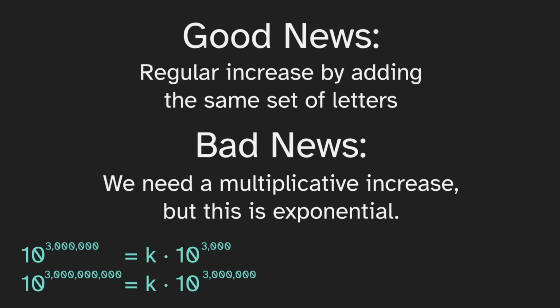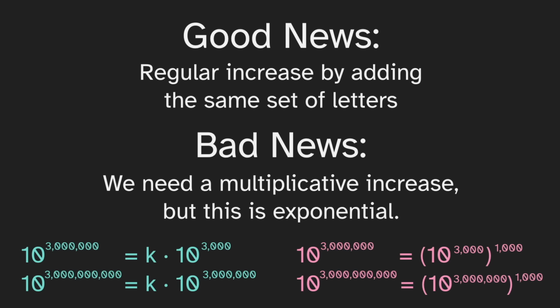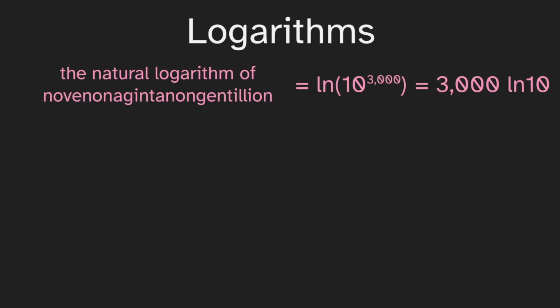What we would like to see is for each term of this sequence to be some k times the previous term. But what we actually see is that each term is the previous term to the 1,000th power. But there's an easy fix to that. If we want to convert exponentiation to multiplication, we just use logarithms. So the natural logarithm of novenonagintanongentillion is equal to 3,000 times ln 10.